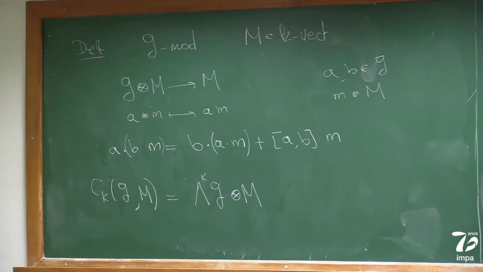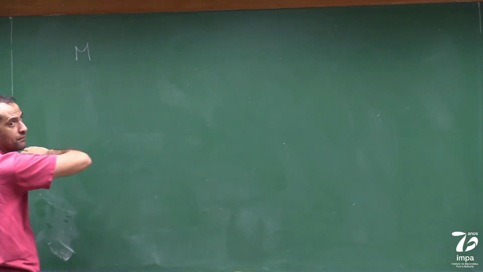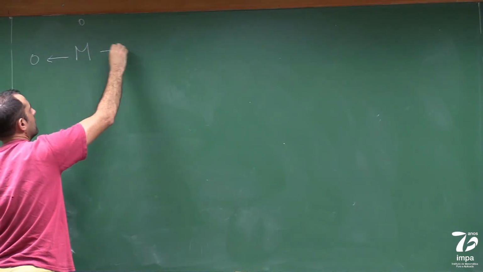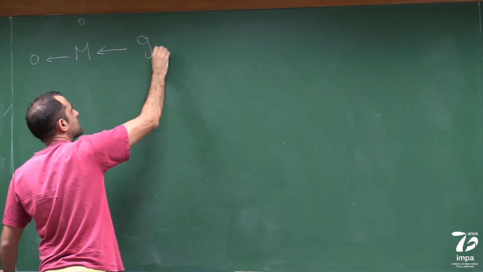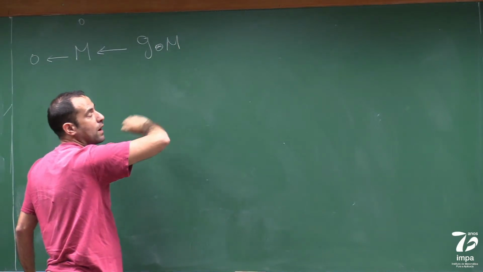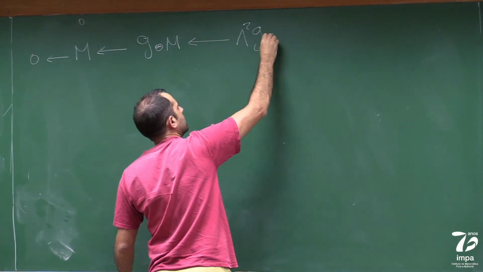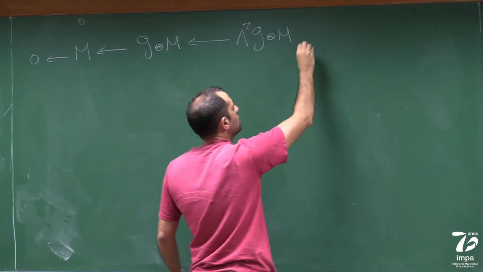So now this looks different than this thing here. I need to tensor this sequence that I have there by M. So now this starts with M in degree 0. Then I have G tensor M in degree 1. Then I have wedge 2 of G tensor M in degree 2, and so forth.